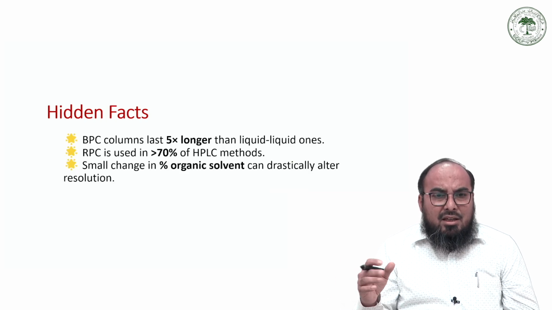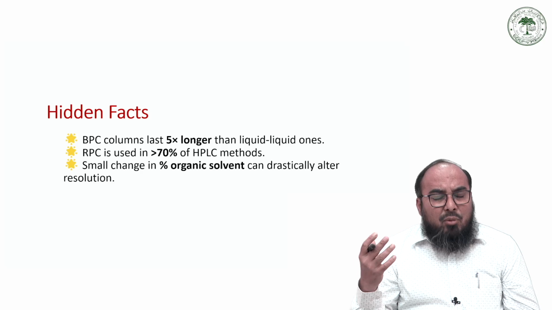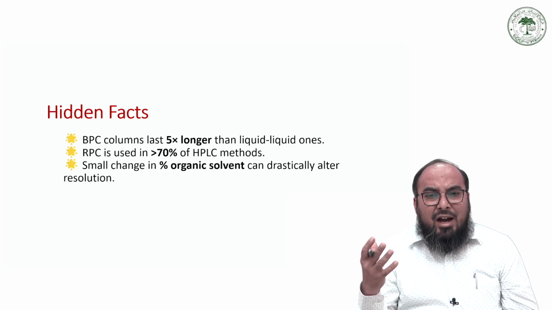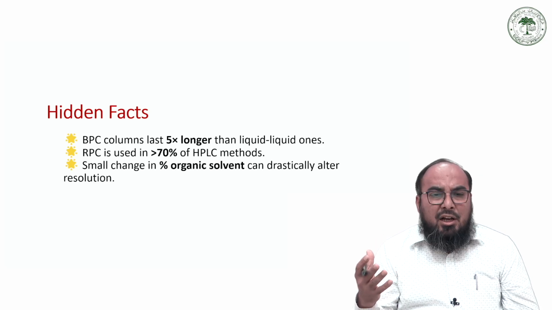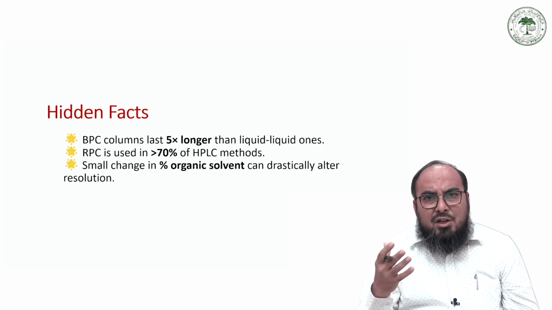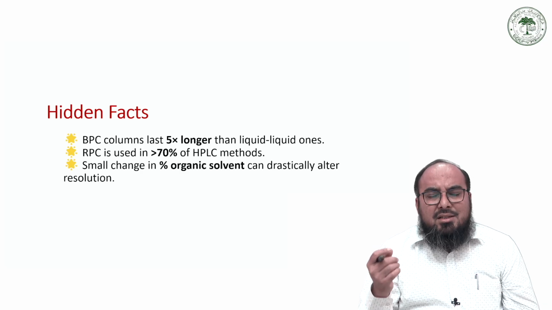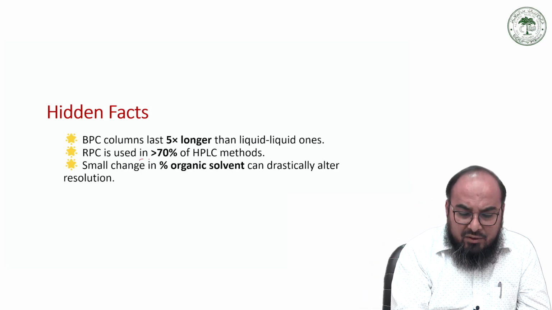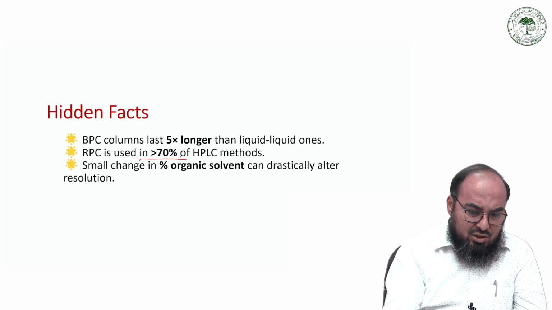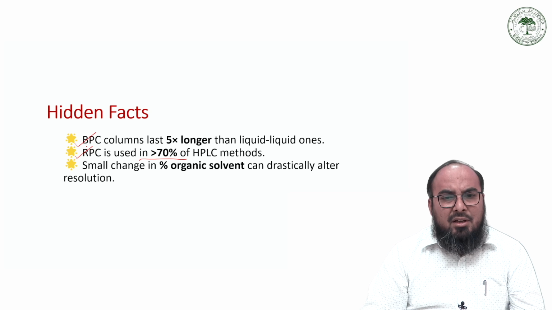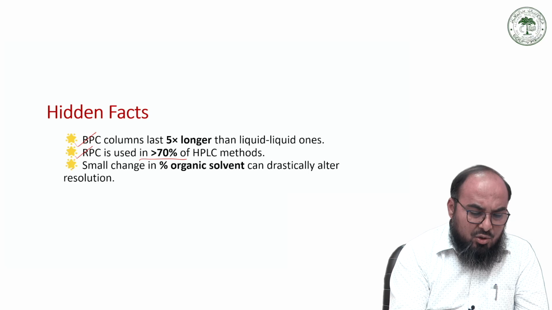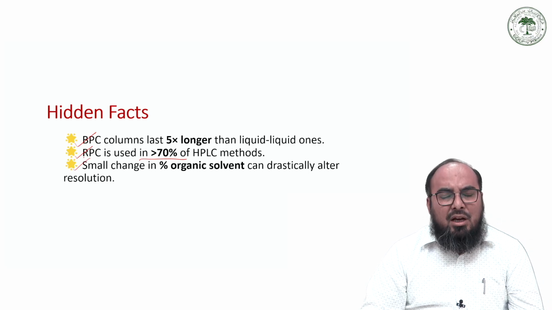Again, there are certain hidden facts. Bonded phase chromatography columns last 5 times longer, they have a very good working life as compared to the simple liquid ones. Similarly, reverse phase chromatography is the most used chromatography, greater than 70% of other methods. Similarly, a small change in organic solvent can drastically alter the resolution. We have also seen that when we were doing the gradient chromatography. So these are the facts of HPLC.